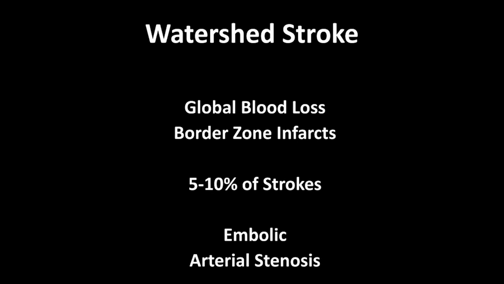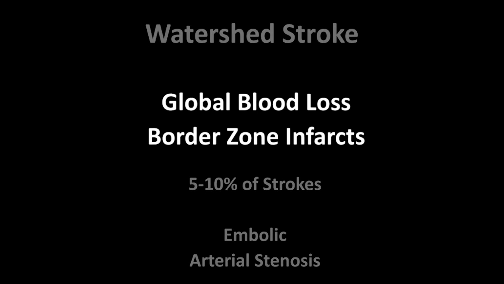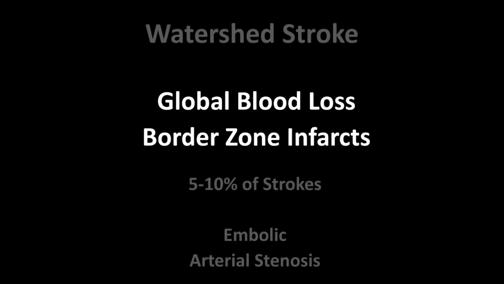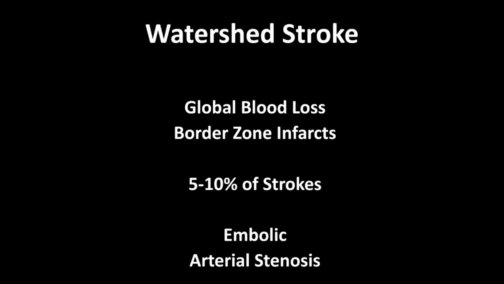When we compare that with a watershed stroke, these are global blood loss strokes, essentially where you're losing blood in these border zones. And even though these strokes don't encompass a lot as far as percentages, when you think about all ischemic strokes, only 5 to 10%, they can be pretty catastrophic. Again, based on blood loss, ischemic processes in these border zones. These are going to be embolic in nature, usually based on arterial stenosis, plaque rupture.